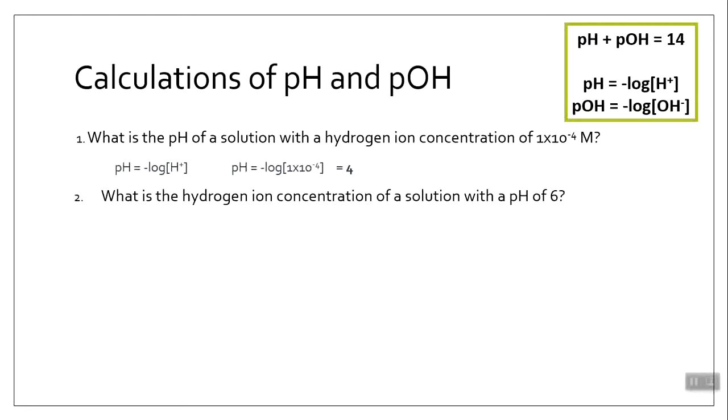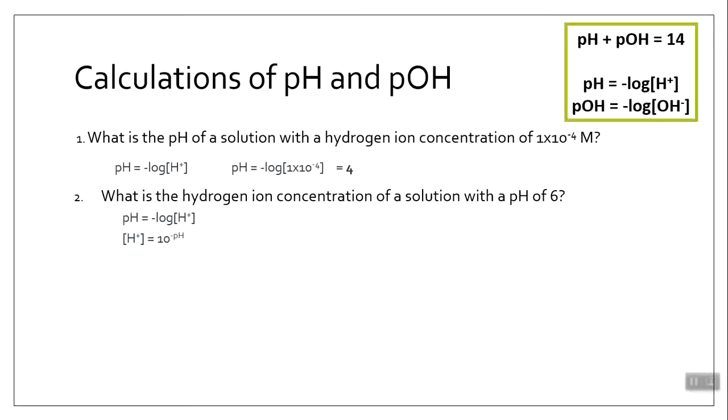Number 2, what is the hydrogen ion concentration of a solution with a pH of 6? Well, again, I'm going to use the same formula, right? But I can rearrange this formula to solve for the hydrogen ion concentration. And keep in mind that this is a base 10 logarithm. So if I were to rearrange it, the concentration is equal to 10 raised to the negative pH.